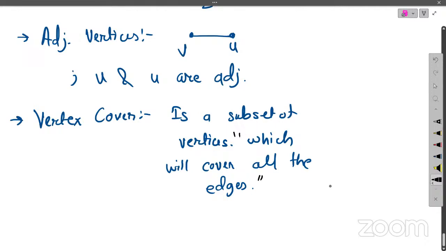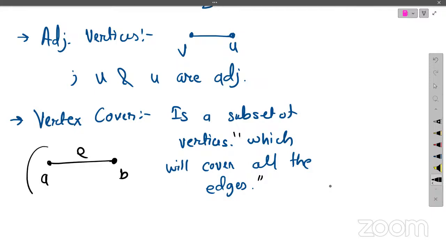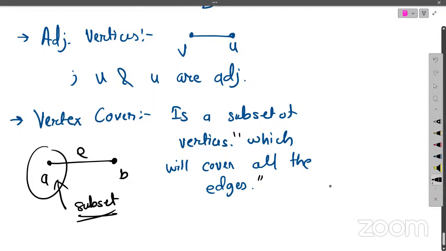So if you have an edge in your graph, then that edge will have an endpoint belonging to this particular subset. So for example, if this is an edge E, then there will be two endpoints here, A and B. So one of the two endpoints should belong to your subset. Okay, and which subset? This particular subset, whatever we are considering. So this is known to be a vertex cover. So we are using vertices to cover the whole graph.